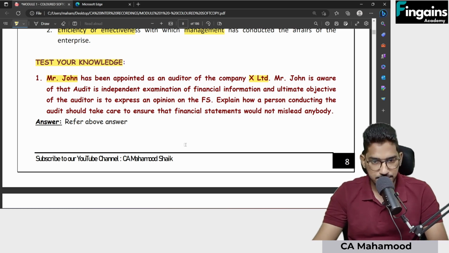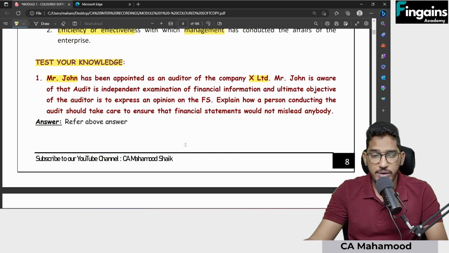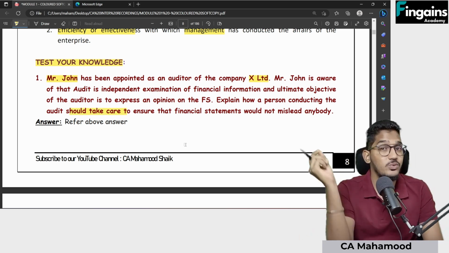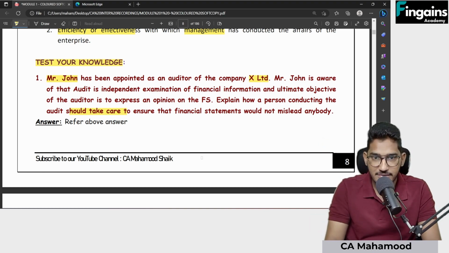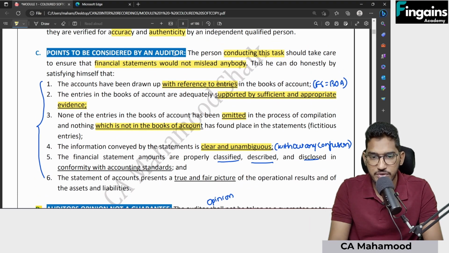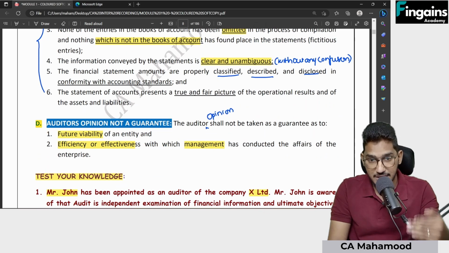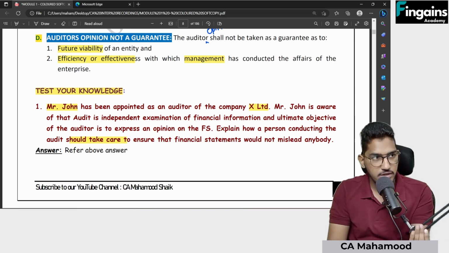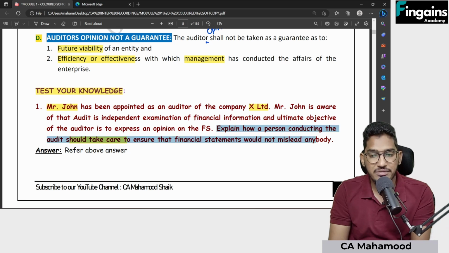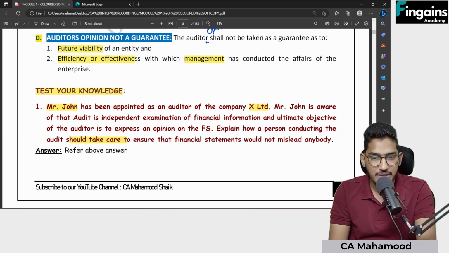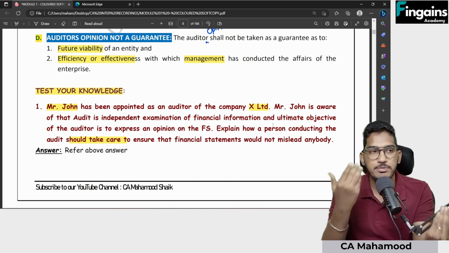That auditor is aware. Next, explain how a person conducting the audit should take care to ensure that financial statements would not mislead anybody. See, they are taking one sentence from the answer and posing a question. We have read this statement, no: the person conducting this task should ensure that financial statements would not mislead anybody. For this, what will he do? That's what they are posing as a question. So this auditor, Mr. John, while conducting the audit, what points should he take care of to make sure that financial statements would not mislead anybody? That means what points will he consider before expression of opinion.